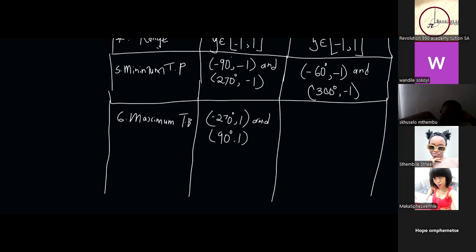Then the other maximum turning point here is going to be minus 240 degrees and 1. And 120 degrees and 1. Remember, when we speak about the turning point on the graph, that's where the graph actually changes its direction, right?